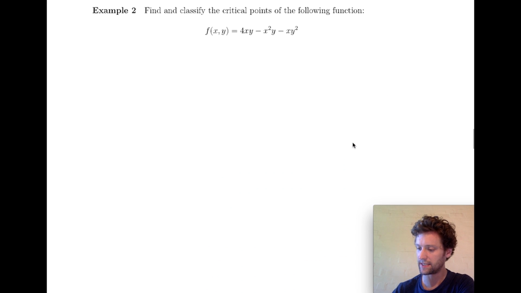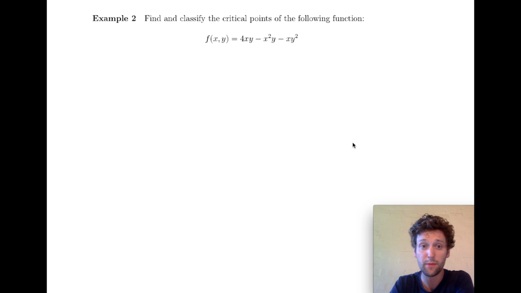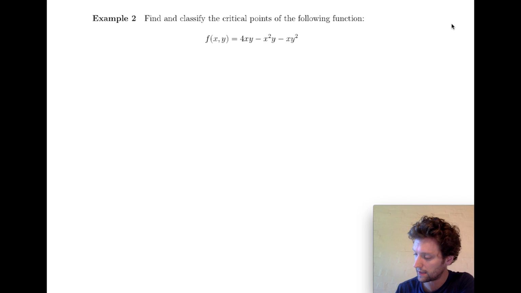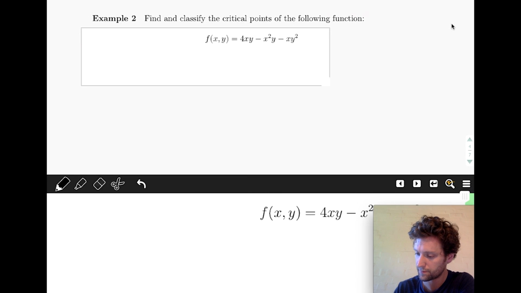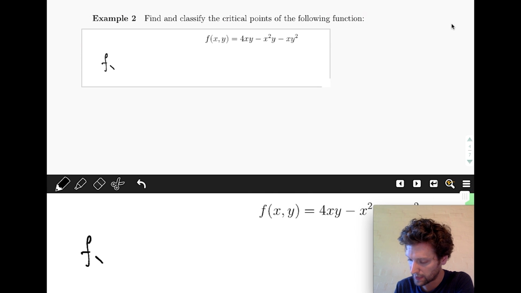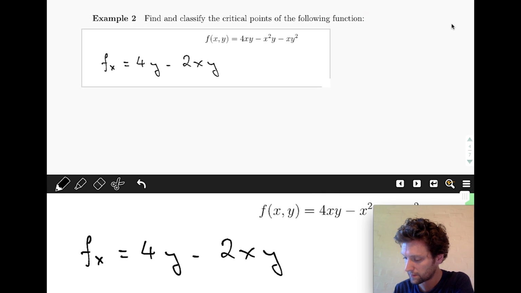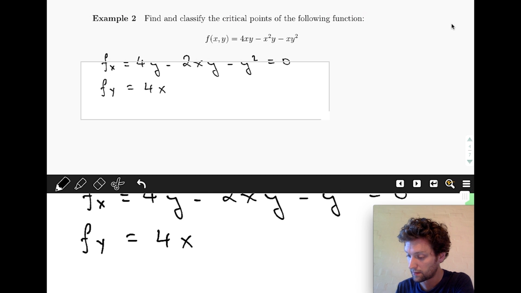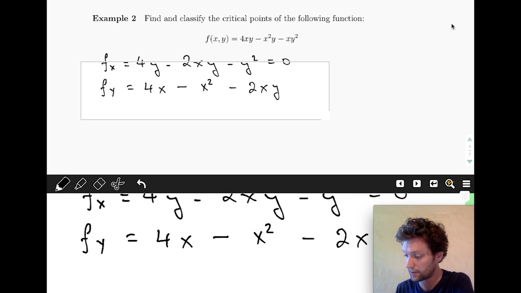Let's look at a more complicated example. The problem is the same: find and classify the critical points of this function. Let's start by calculating the first derivatives. The derivative with respect to x is equal to 4y minus 2xy minus y squared. We're going to set that equal to 0 to get one equation for x and y. The derivative with respect to y is equal to 4x minus x squared minus 2xy, equal to 0.